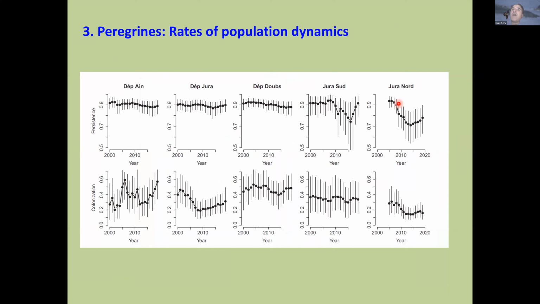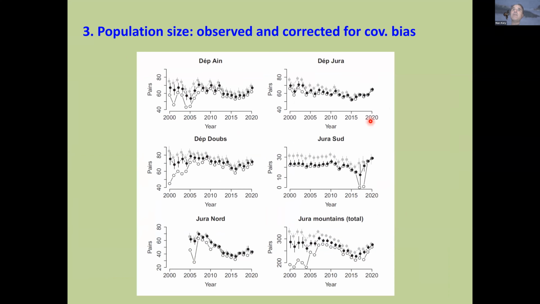We again see quite important patterns in colonization, and in persistence probability declines. These are the estimates of population size and the observed data in 5 subregions of the Jura. This is the Jura as a whole, where the observed data, the open circles, suggest an increase, but 2 different versions of the occupancy model show that we actually have had a decline over the last 20 years. So the top of the post-DDT recovery was around 2005, or the beginning of the 2000s, and since then we have had a decline.